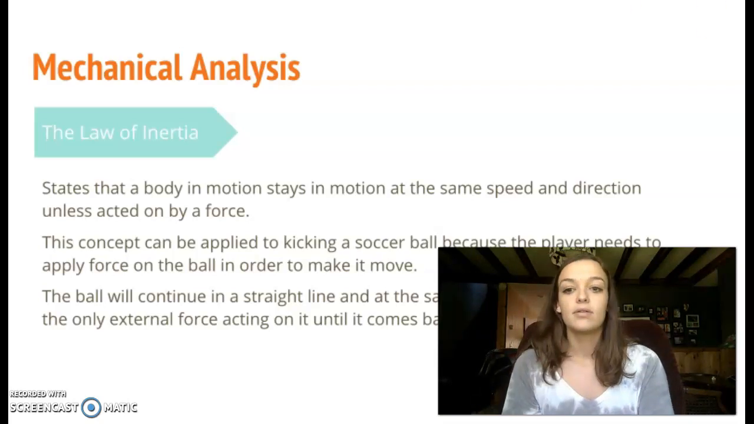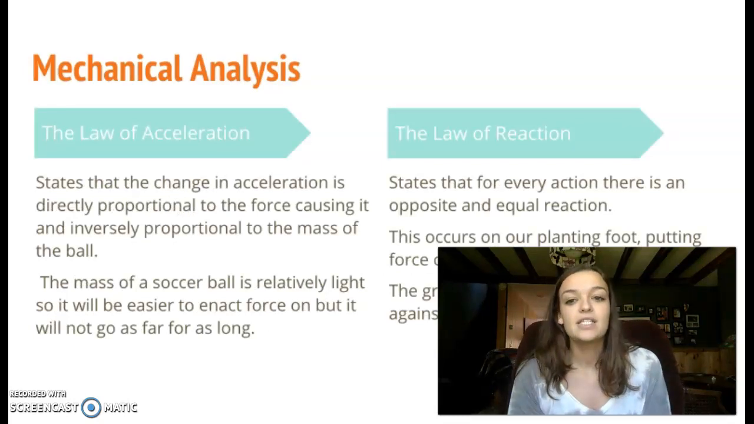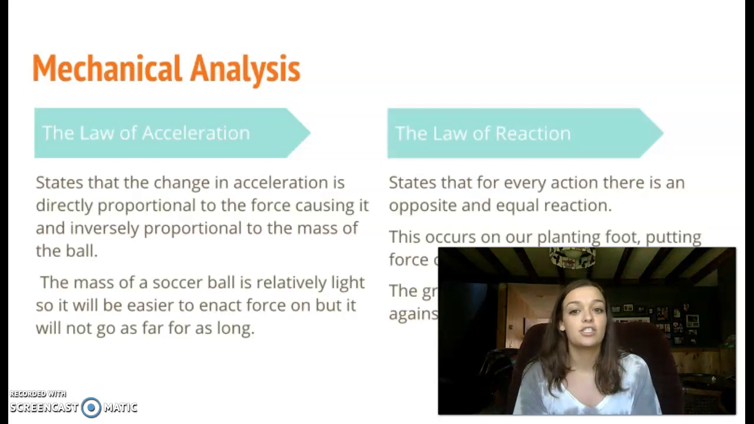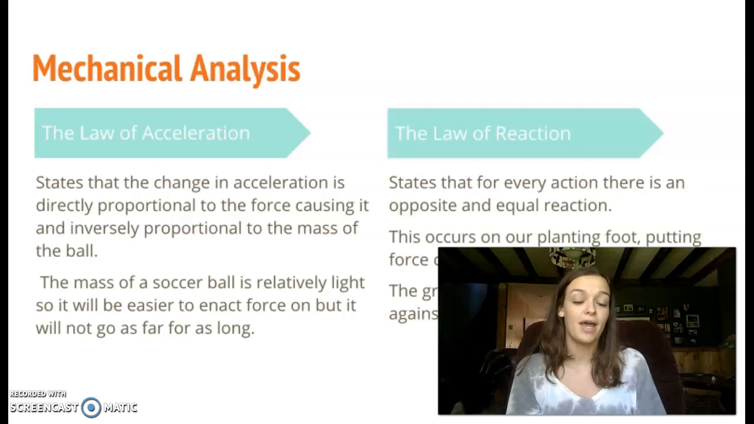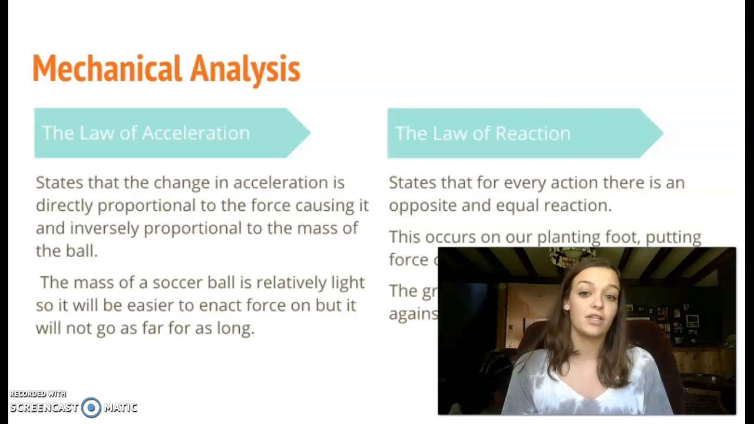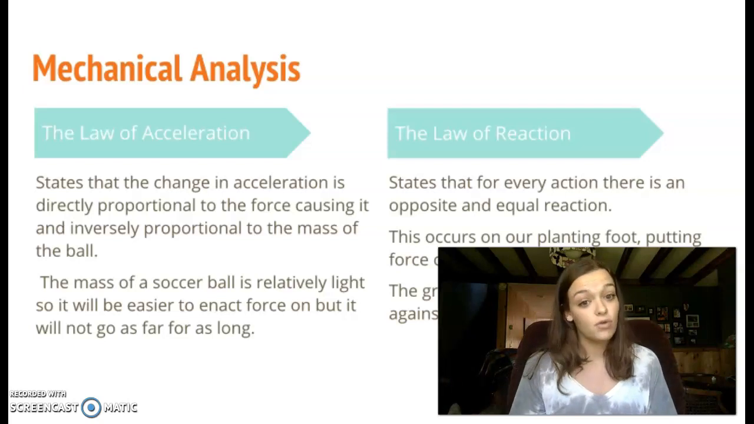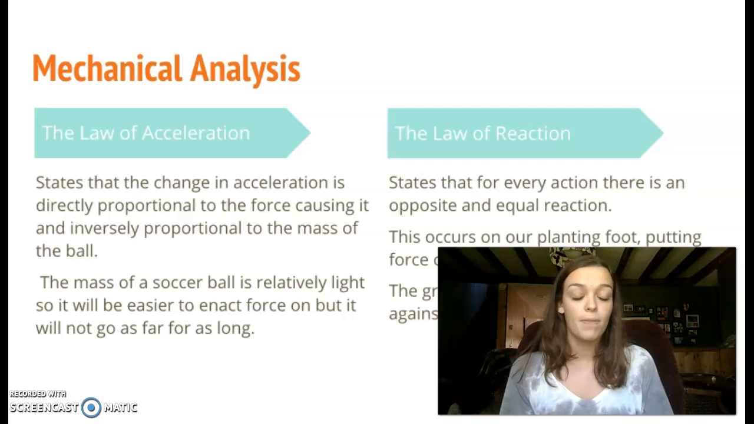The next one, being the law of acceleration, states that the change in acceleration is directly proportional to the force causing it and inversely proportional to the mass of the ball. So basically this means that the mass of the ball is relatively light, so it'll be easier to enact force on, but because of that, it will not go as far for as long.